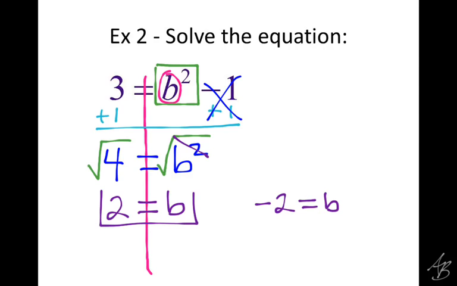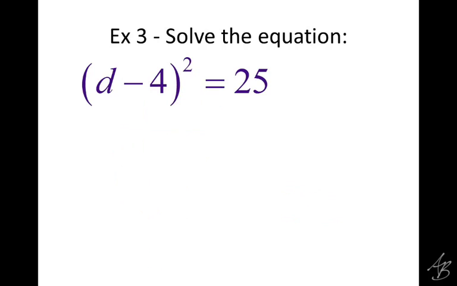Nope. So those are your two answers. B equals 2 or b equals negative 2. And both of those answers will work. All right, next one.